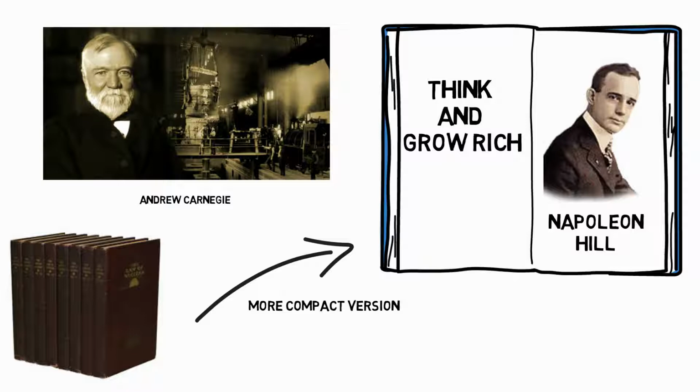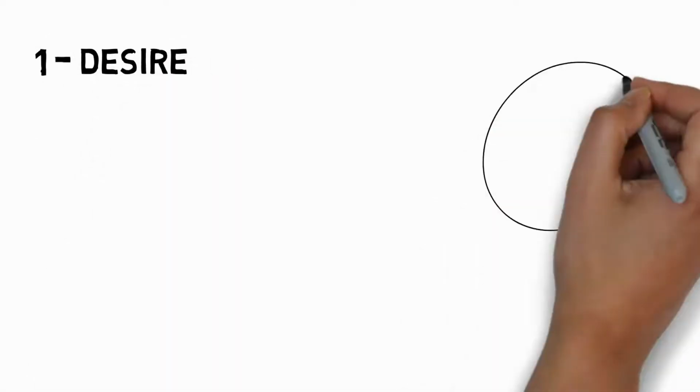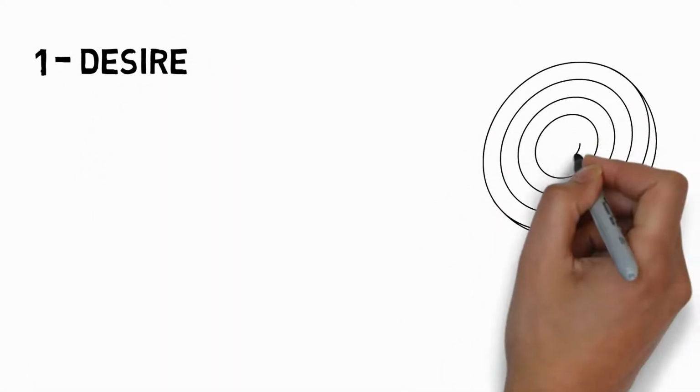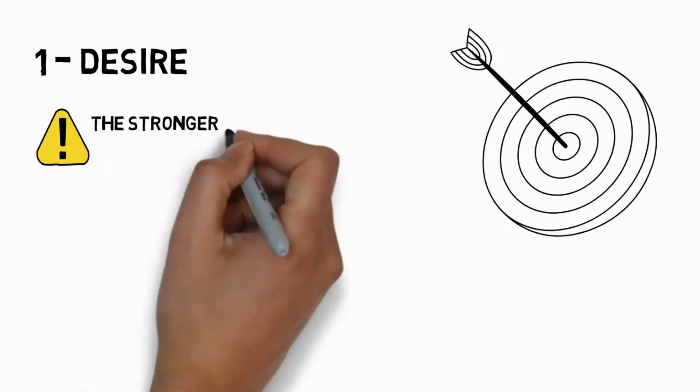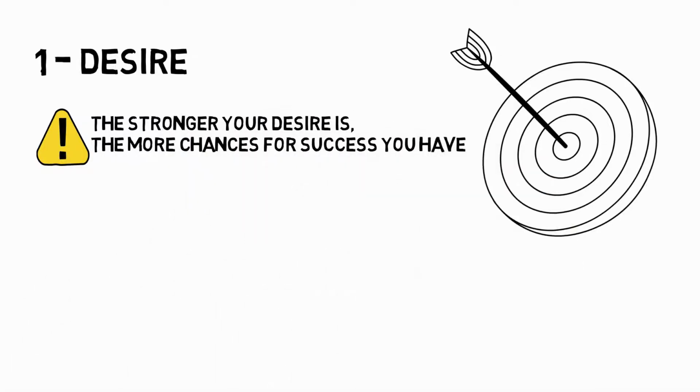In this book, Napoleon Hill tells about 13 steps to success and abundance. Let's see what these steps are. The first step is desire. Rather a logical start, since before you can get something, you need to figure out what you want to get. Any goal starts with desire. The stronger your desire, the more chances you have for success. Become obsessed with your goal, and luck will be on your side.